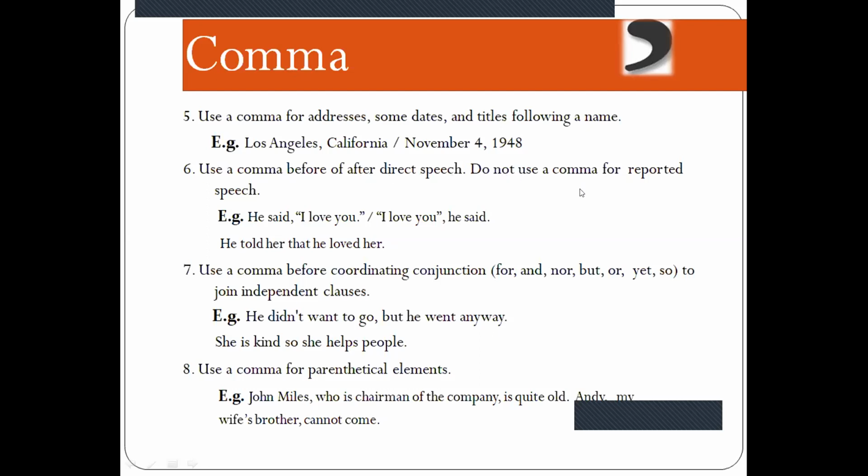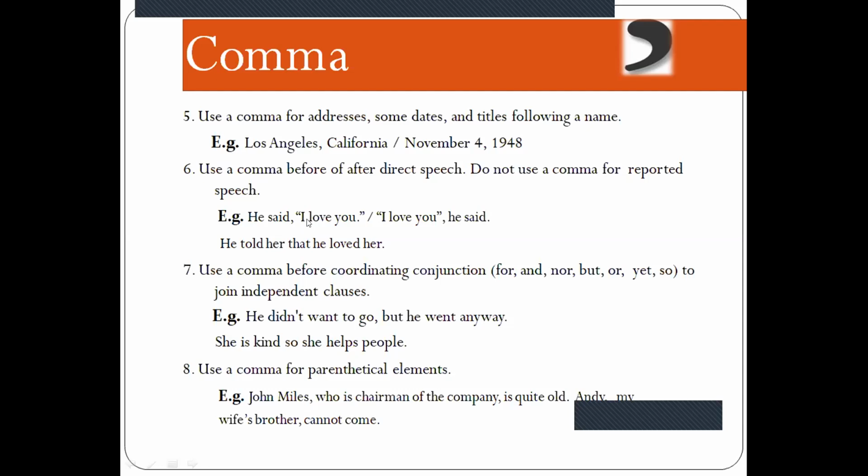When you're writing letters, use a comma before or after direct speech. Do not use a comma for reported speech. Iggy, he said, I love you. He said, I love you. So he said, comma, I love you, full stop. Or I love you, comma, he said. We use a comma here.